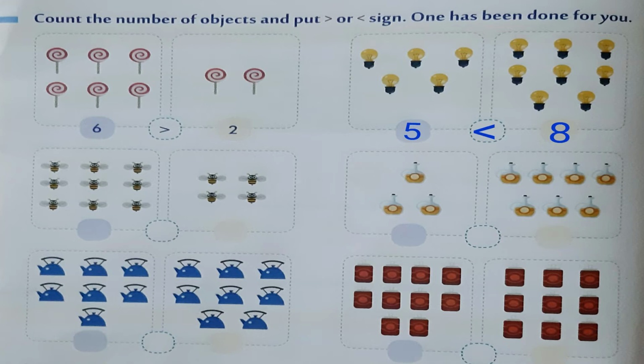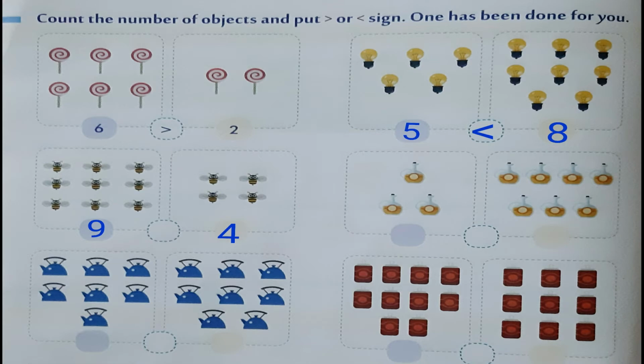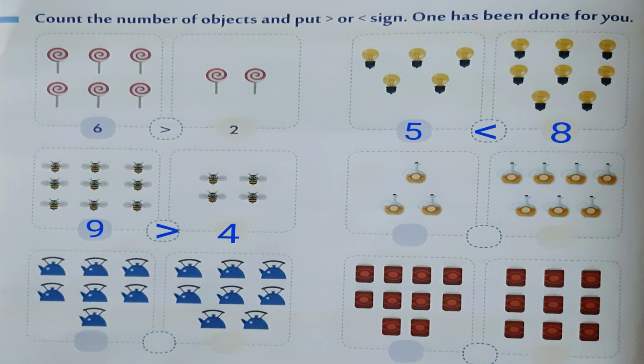What are there in this picture? Yes, bees. There are 2 groups of honey bees. In the first group, how many bees are there? 9 bees are there. Right, here 9, children. And in the second group, how many bees are there? Yes, 4 bees are there. Here the bees in the first group are more than the bees in the second group. So here 9 is greater than 4. So here we have to keep the greater than sign.